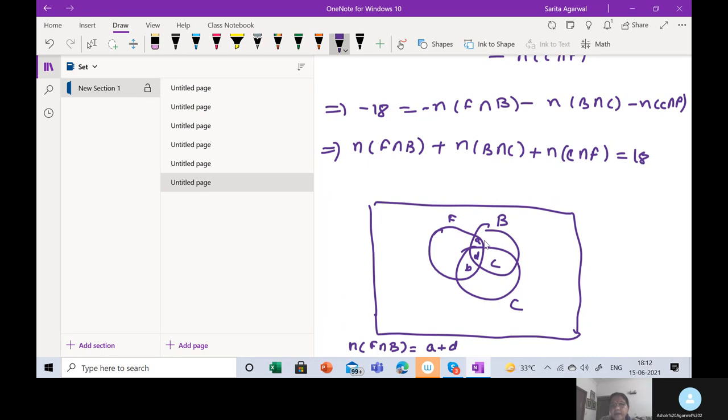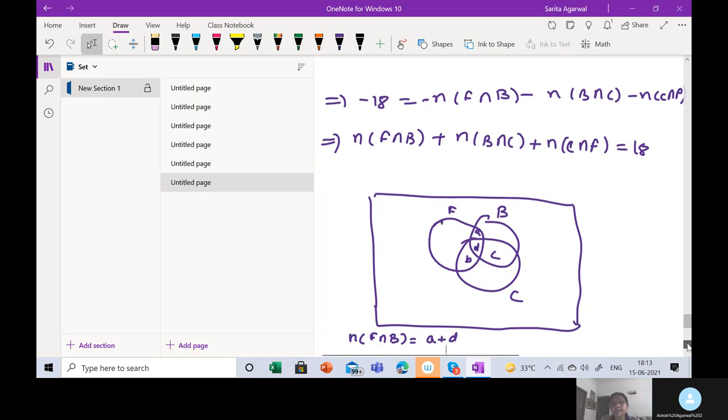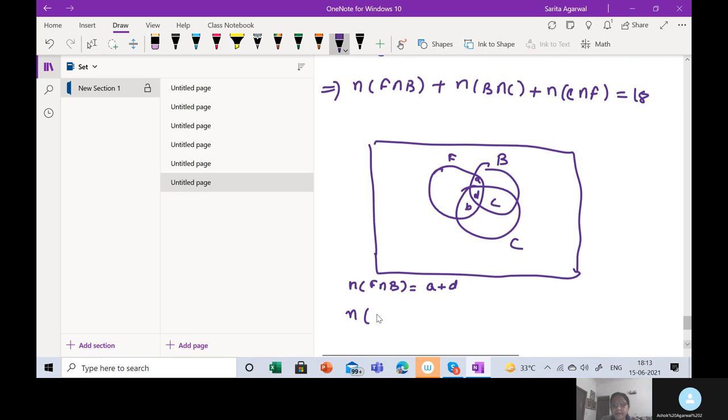You can see, these are the number of players that play football and basket. The number of players that played basket and cricket is C plus D. The players which received the award in cricket and football is B plus D. Right?